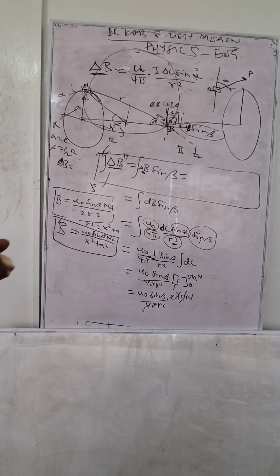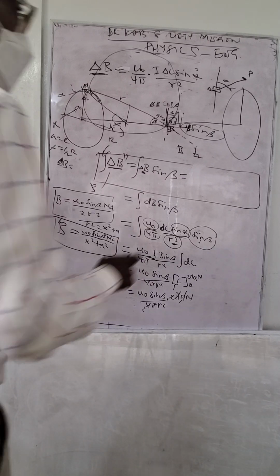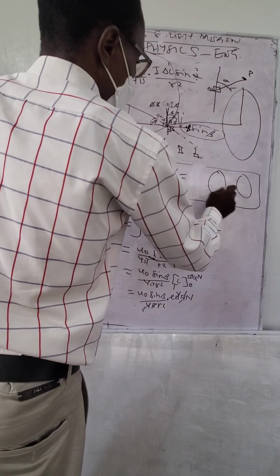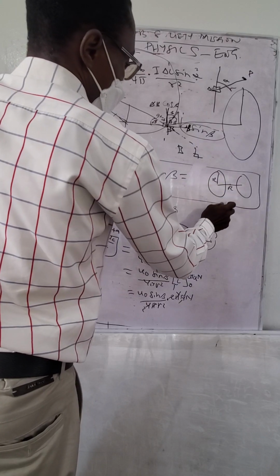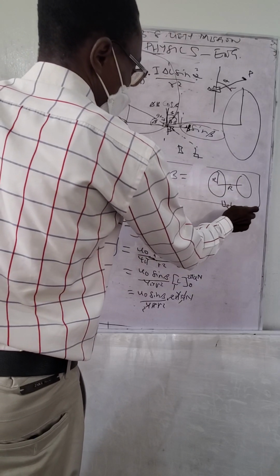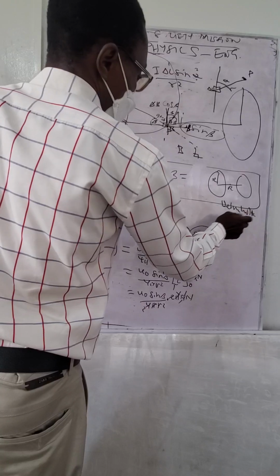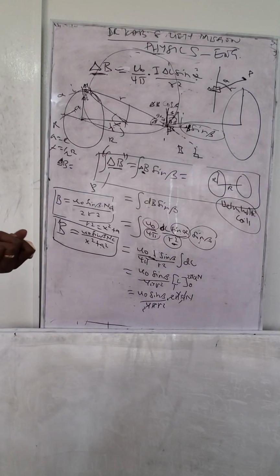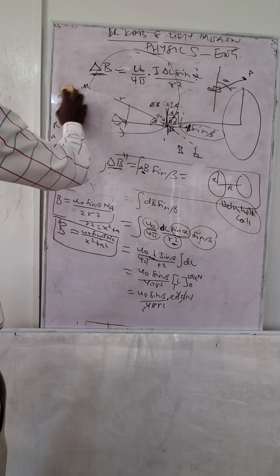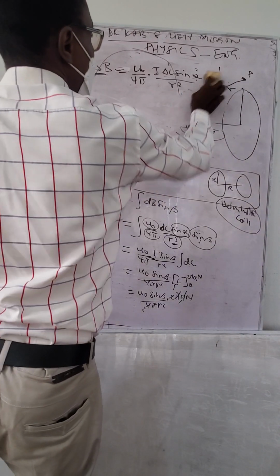Right. So this is R, this is R. That's how it is. Right, so let's move on to the next example.